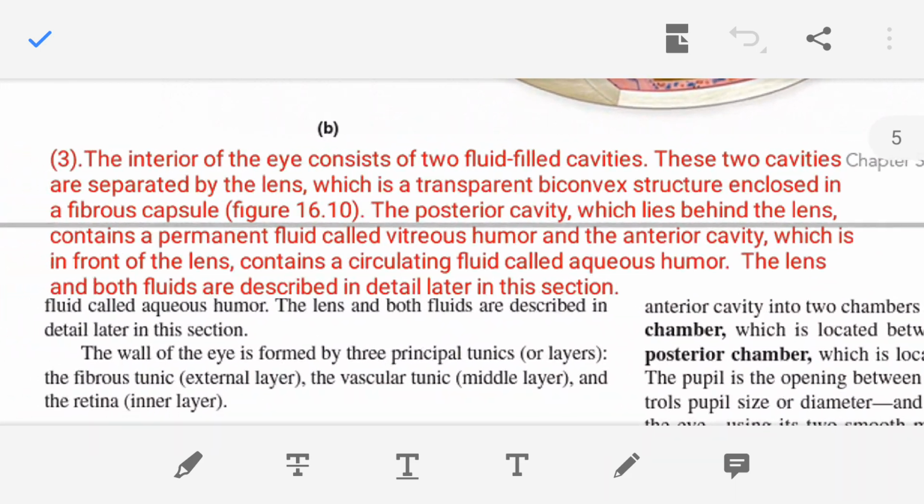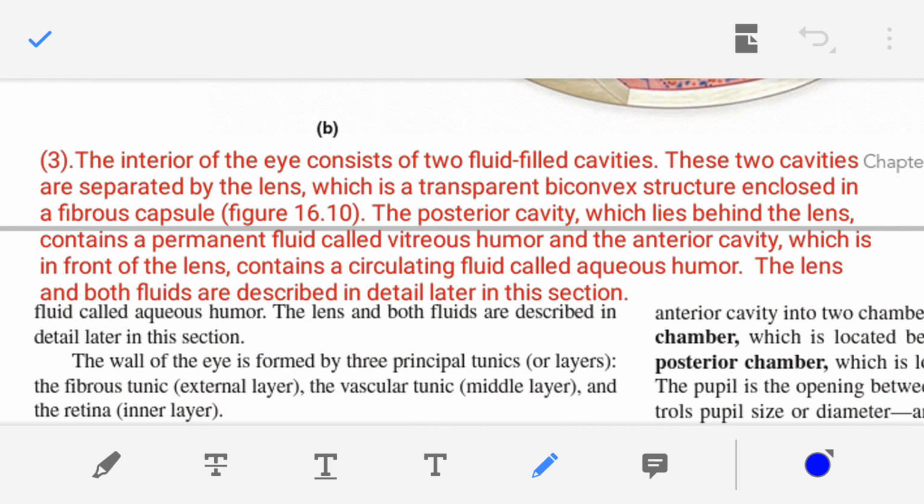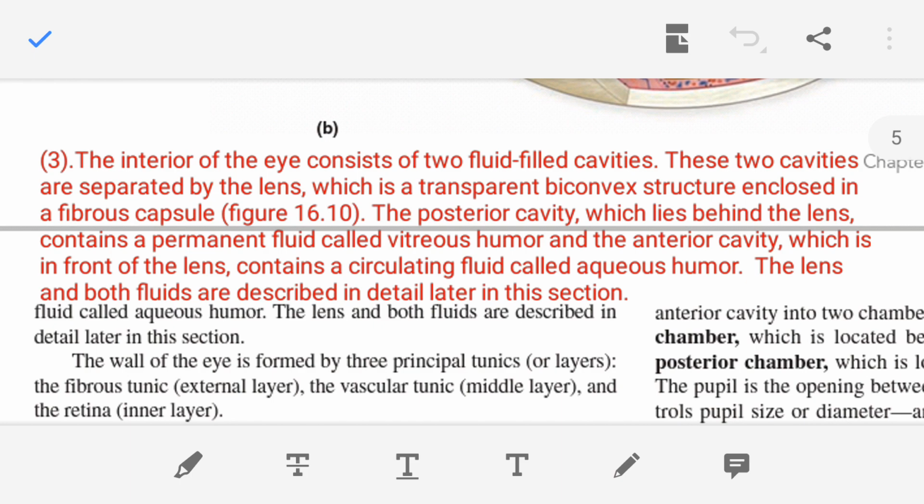So between the two fluid filled cavities, the lens is present. Lens is a transparent biconvex structure, and the lens is enclosed in a fibrous capsule. Okay, the lens is well protected in the fibrous capsule.